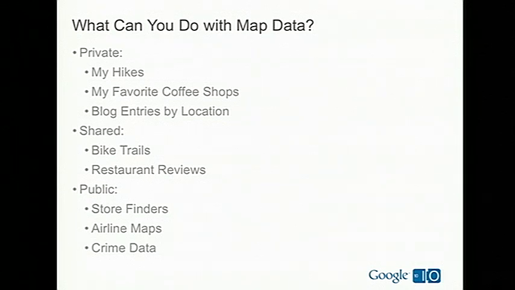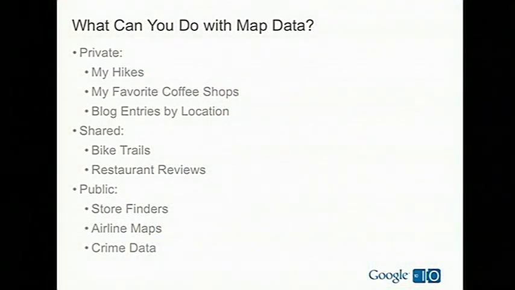Now, what counts as Maps data? I like to think of Maps data in terms of three basic categories. You can have your own personal data. This is the kind of stuff where you're walking around, and you have a favorite coffee shop, and you want to peg it down by location.